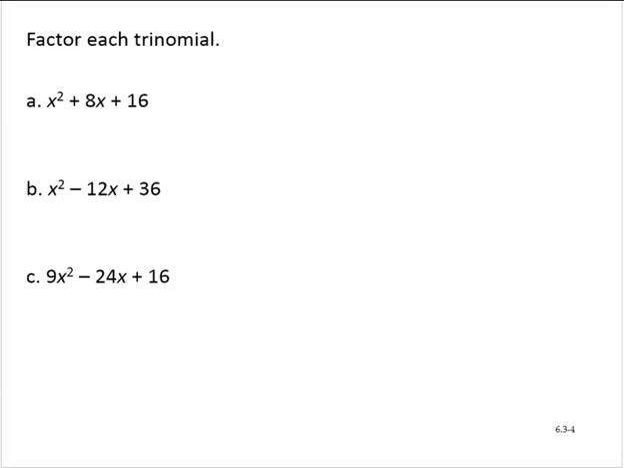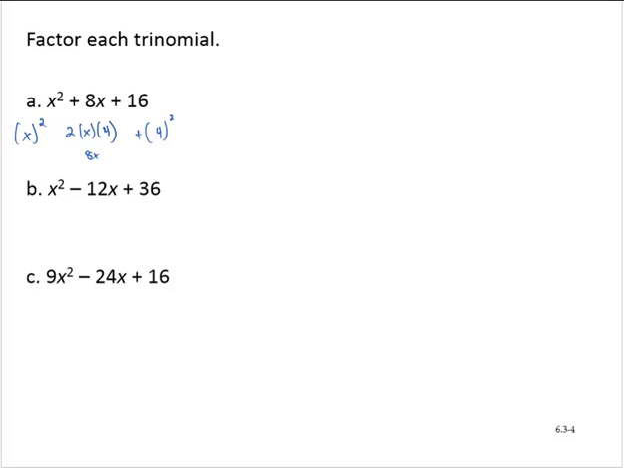Factor each trinomial. So if we look at these, well, let's look at that first example in A. I notice that this is a perfect square trinomial. And that, right, because the first term is the square of x and the last term is the square of 4. And the middle term fits the 2ab pattern. 2 times x times 4 is 8x.